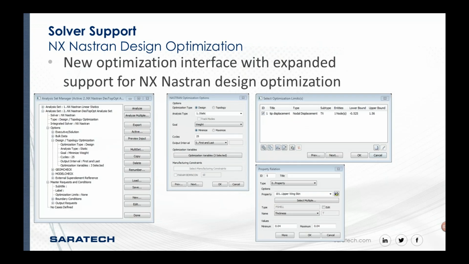So here it just shows you the nice layout that they have now. We just go ahead, we create our new analysis set, and then we have some optimization options. And inside there, we can specify if we're doing design or topology, what type of analysis type. We have some goals, we have some variables that we can set, and we also have some limits that we'll talk about as well.